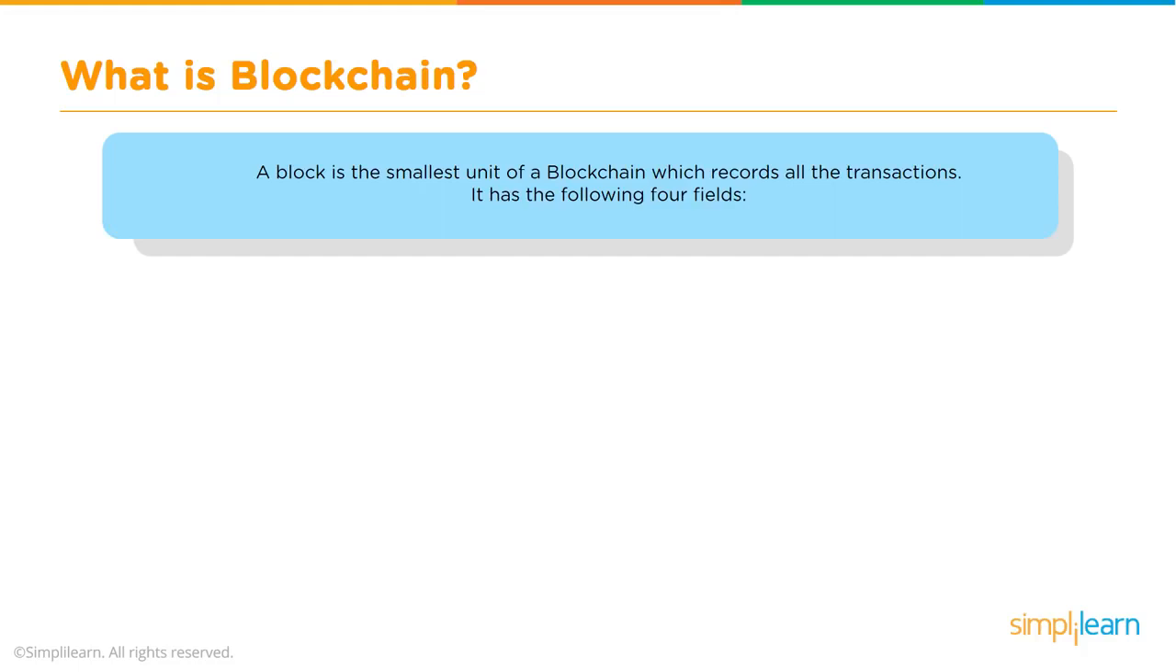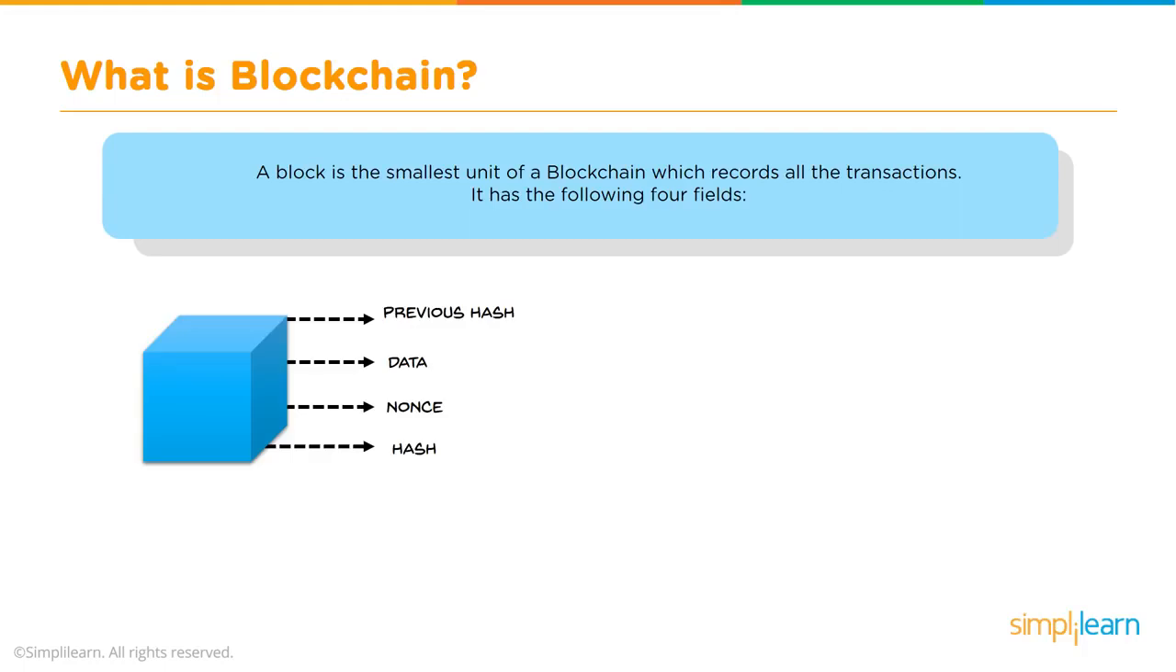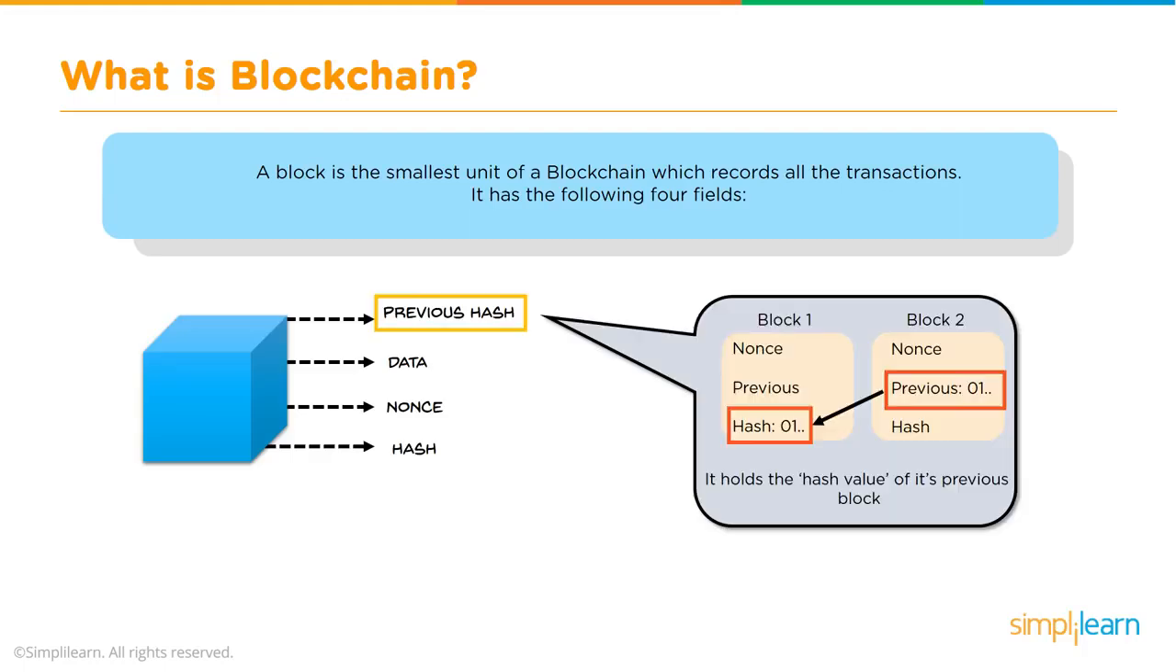A basic structure of a block is something like this. It has 4 fields. These are the primary attributes of a block. It has something called the previous hash. The previous hash attribute stores the value of the hash of the previous block, and that's how the blocks are linked to each other.